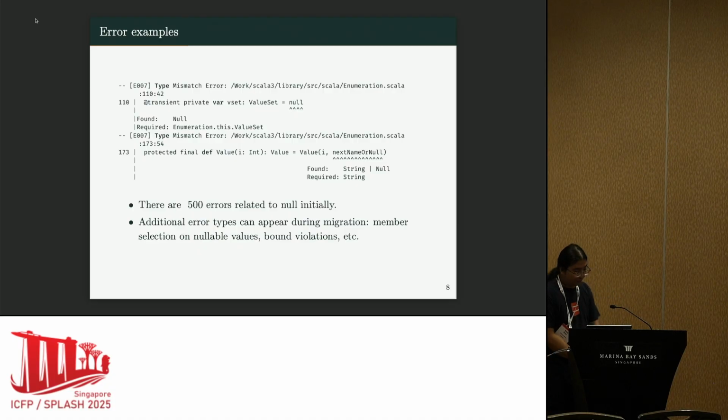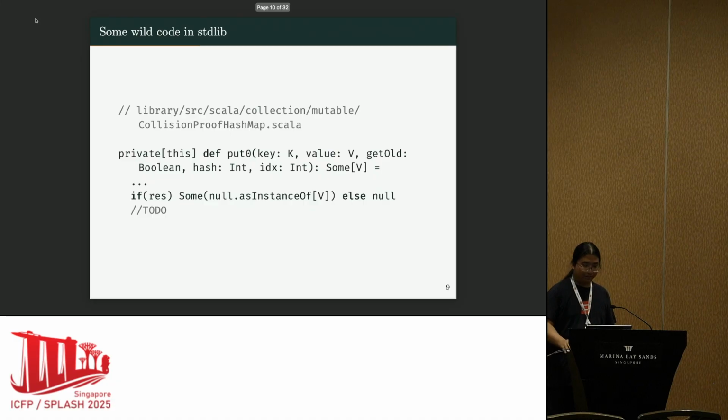Well, we talked about why we want to do the migration, but what's the first thing you will encounter? You will have more than 500 errors initially. The errors look something like that. It's basically if you are assigning null to some values which is not nullable, or you're passing nullable values to something which shouldn't be nullable. And of course, this is just the initial errors. During the migration process, if you're updating the types, you will get more errors. And also because of dependency, you can get different errors, such as selecting some members from nullable values, or violating some bound, etc.